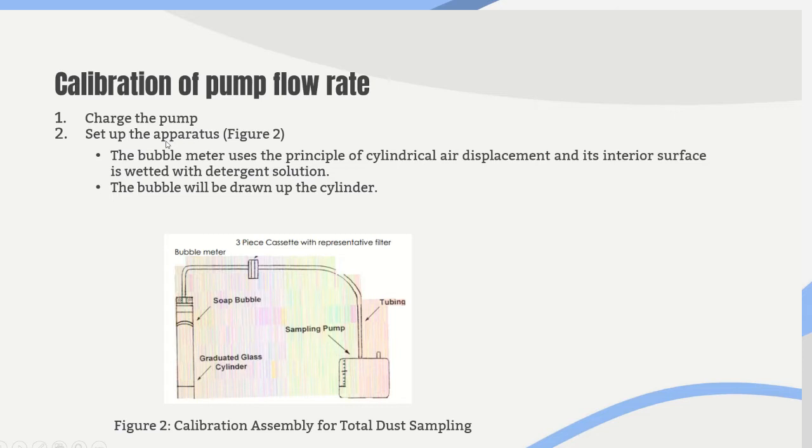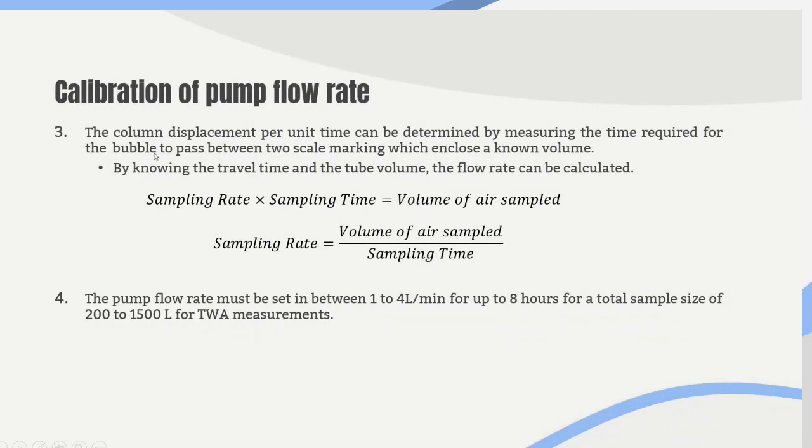First, charge the pump and then set up the apparatus just like Figure 2, and the bubble will be drawn up the cylinder, and then the time for the bubble to pass through the 2 scale markings is recorded. By knowing the travel time and tube volume, the flow rate can be calculated by using the formula below. And the pump flow rate must be set between 1 to 4 liters per minute for up to 8 hours for a total sampling size of 200 to 1500 liters for TWA measurement.